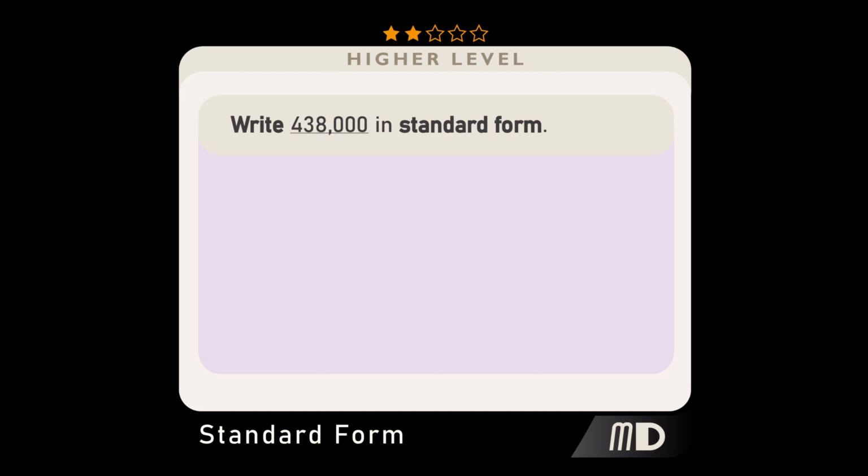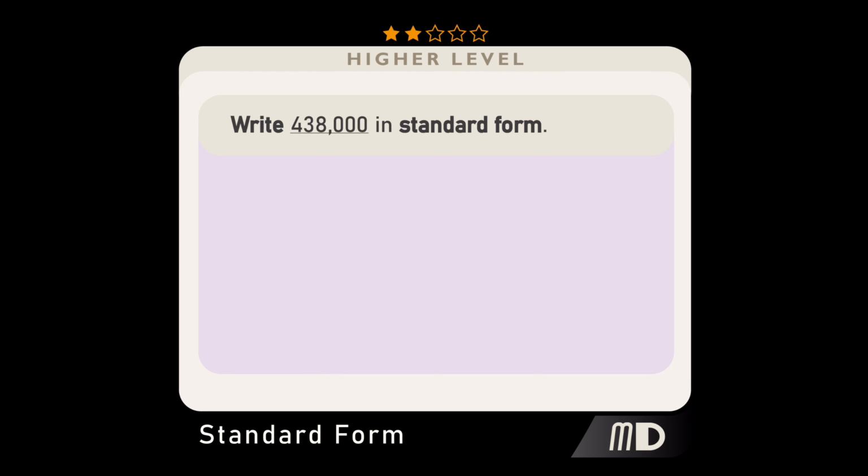This is the second part of a 3-part question. Write 438,000 in standard form. Applying the same standard form notation that we met in part 1, we need a value of a greater than or equal to 1 and less than 10.